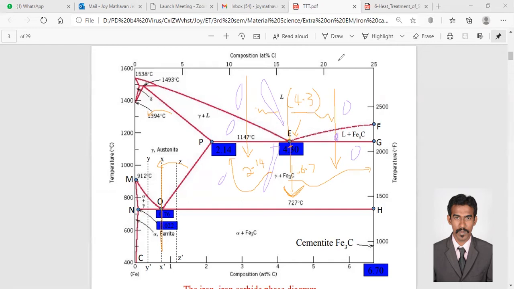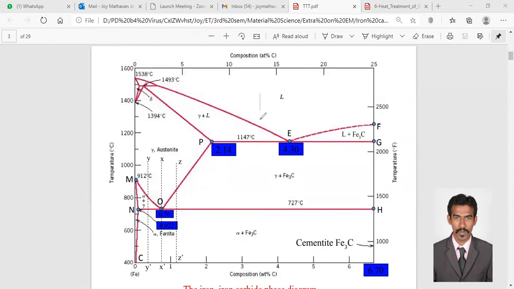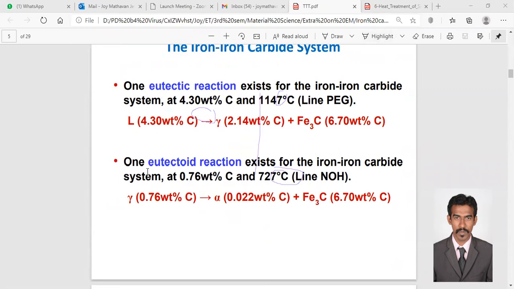So if it goes through this region, you need to consider this L region, this gamma plus L region, and this gamma plus Fe3C region. Whatever regions it is covering, you need to consider. So this will be a kind of metastable state, and this will incorporate some parts or components from this region also. So we will see about the next reaction.